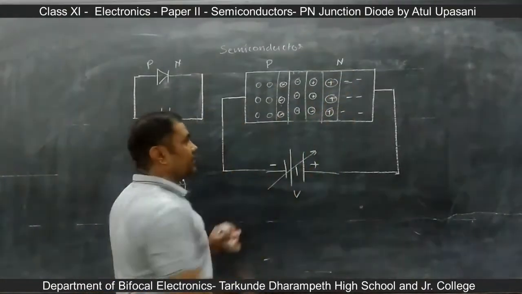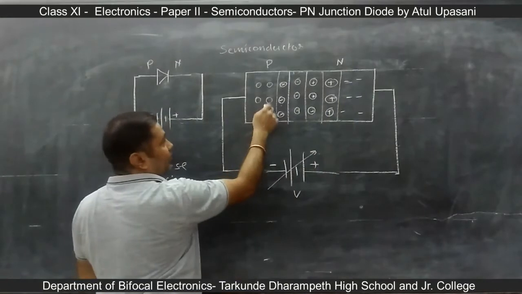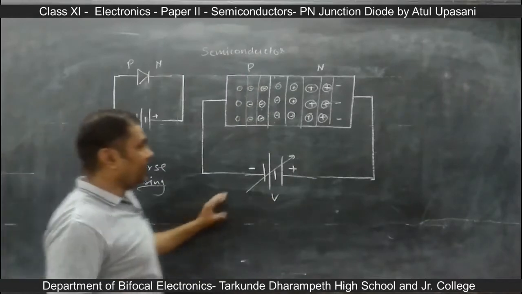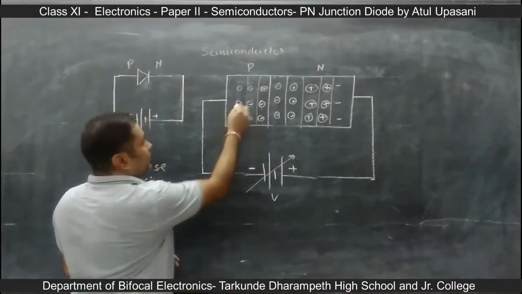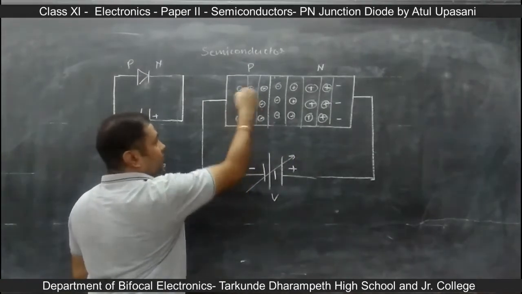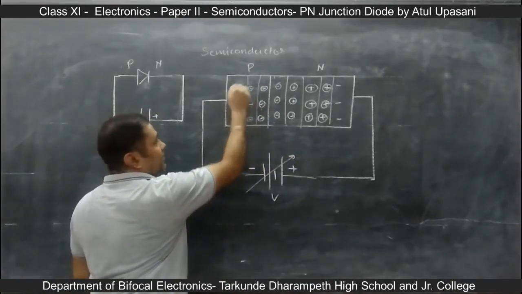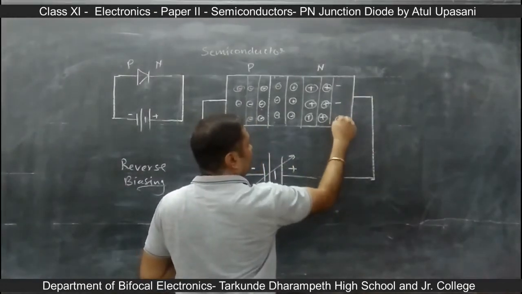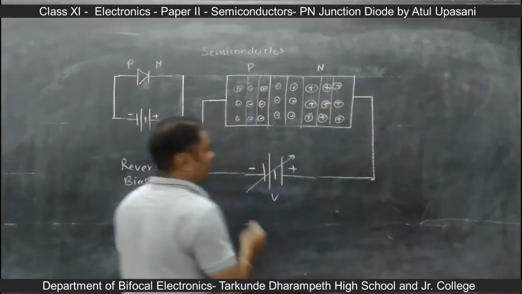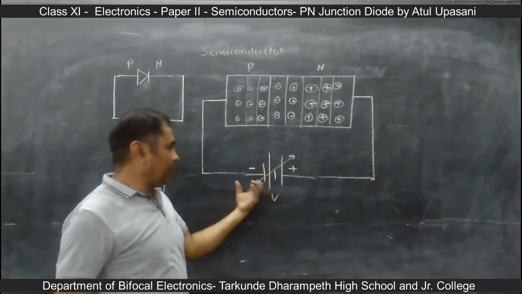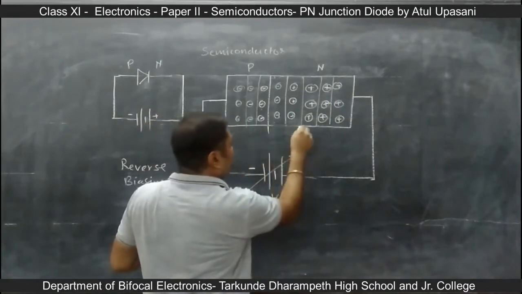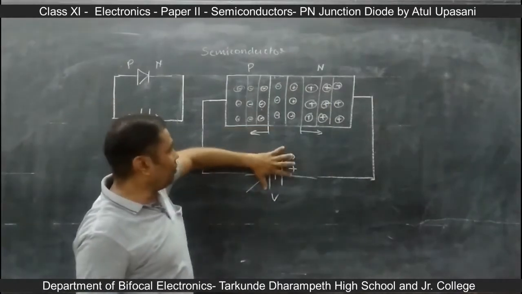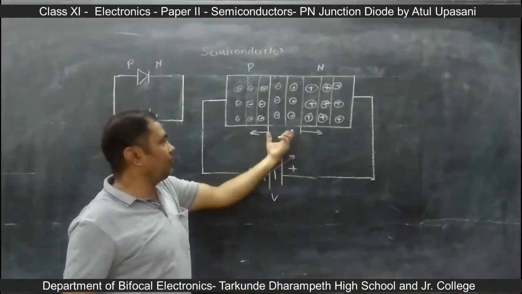If the voltage is increased further, what is happening? These electrons will combine with the holes and form another layer of negative ions here. If the voltage is increased again, these holes will combine with the electrons, and these electrons will combine with the holes from the battery and form positive ions here. In this way, increasing the applied voltage creates a wider depletion layer. When no voltage was applied, the depletion region was this much.